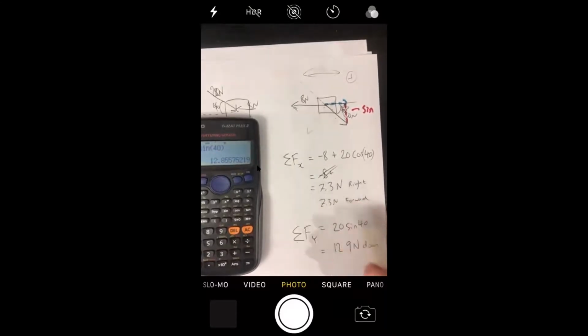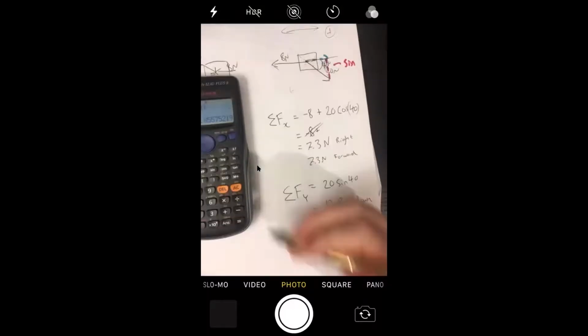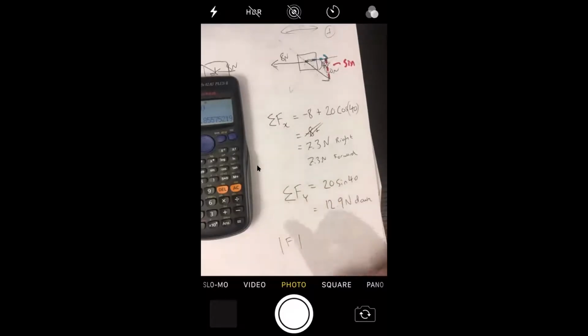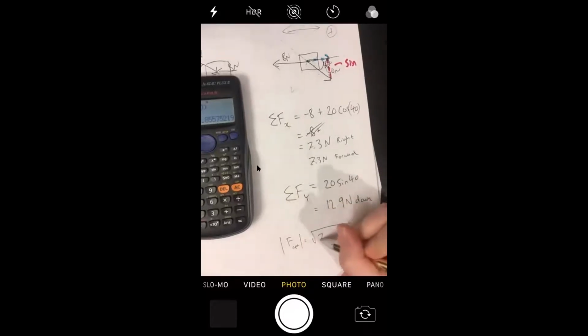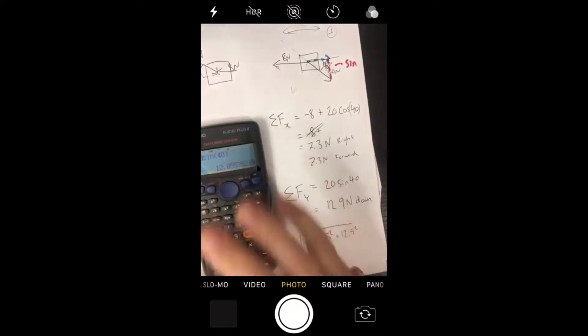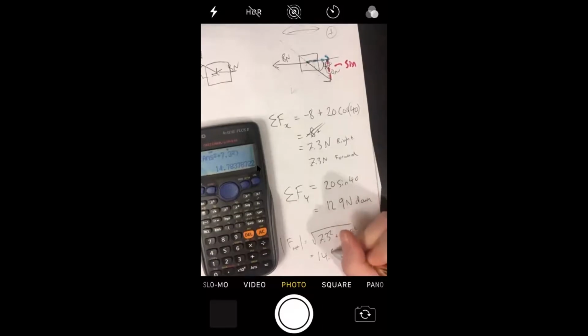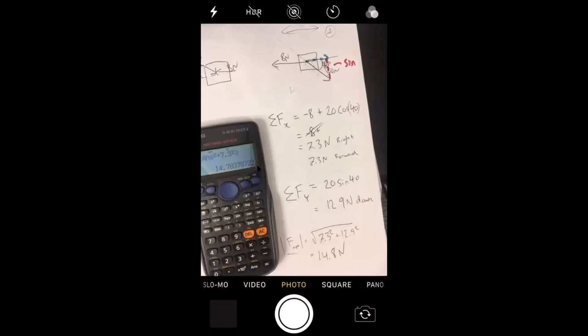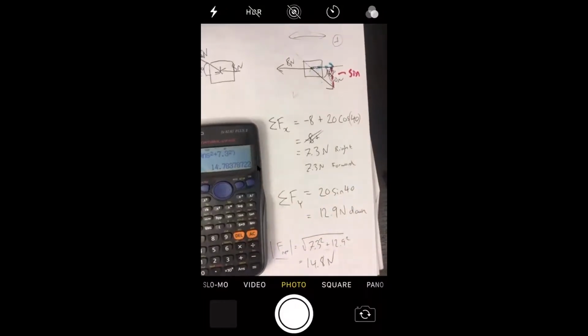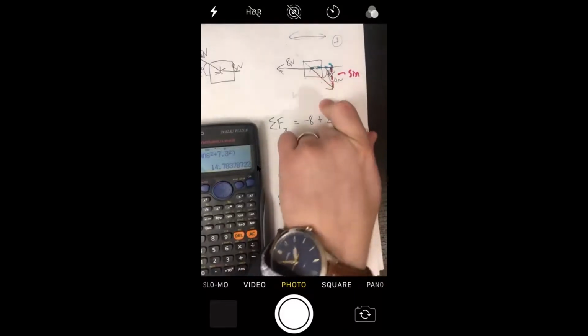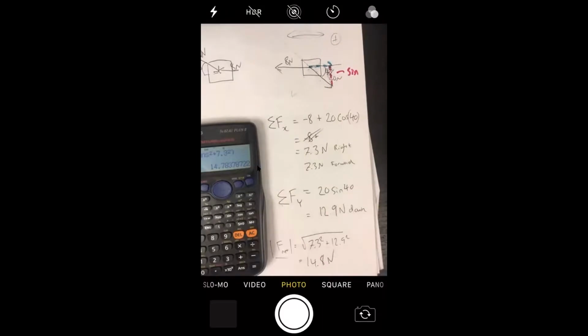So now we've got our force in the x direction and force in the y direction. We could then find, if we wanted to, the net force. The size of the net force is the square root of 7.3 squared plus 12.9 squared, which is 14.8 newtons, and that's the size of the net force. I'm not going to actually calculate the angle. It would probably be a greater angle down, but I'm not going to calculate that because usually the questions don't actually ask you to do that.